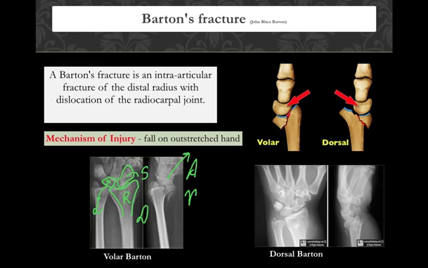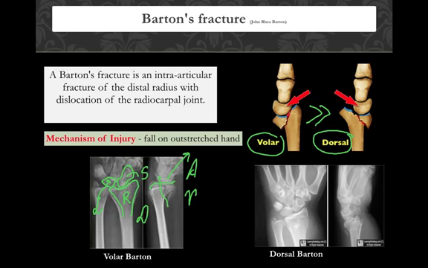So what actually is Barton fracture? Barton is an injury involving the joint. It's going to the joint with the wrist dislocation. If the wrist goes anteriorly, it's called volar. If the wrist goes posteriorly, it's called dorsal.